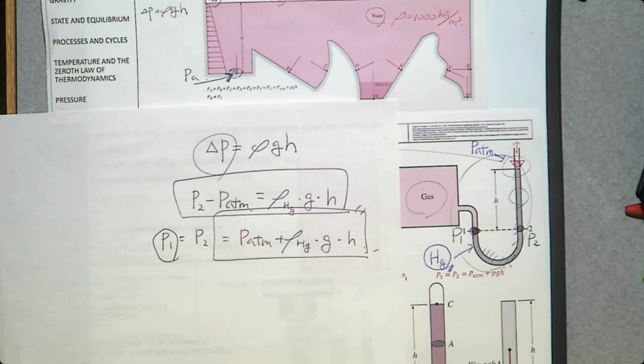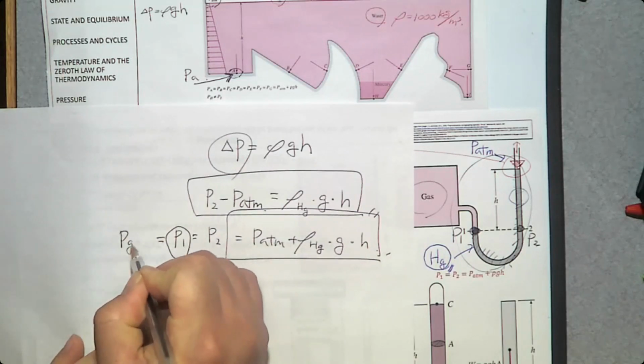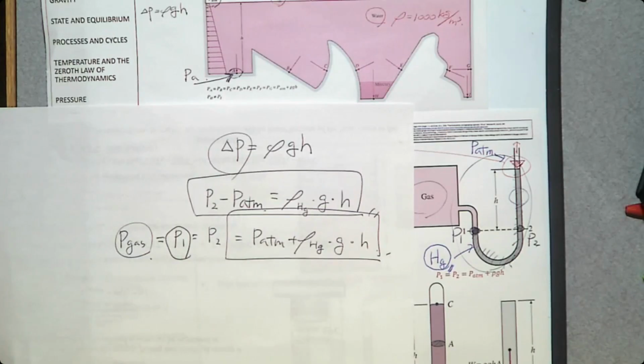So when we calculate the gas pressure, we don't expect any change or any variation. We assume that the pressure of the gas is constant. So if you calculate P1, this is the pressure of the gas, P gas. So the gas pressure can be determined by this equation.